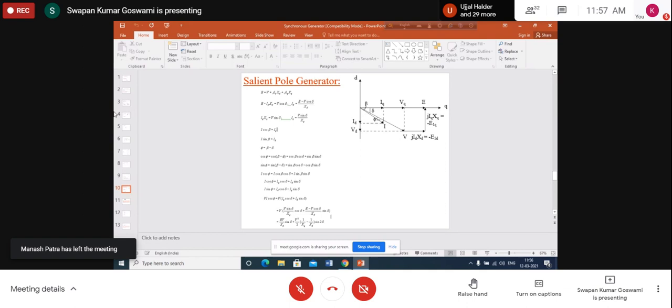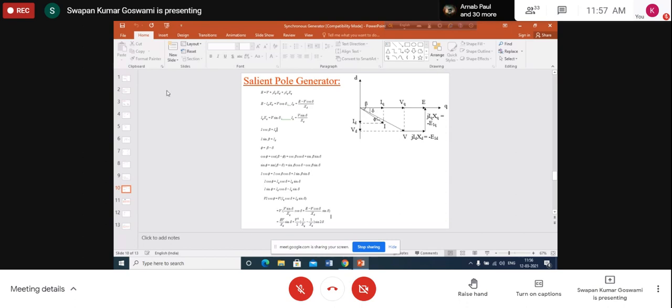dP/d delta, if you find for synchronous machine, say for a cylindrical rotor machine, P is EV by X sin delta. It is the active power expression. What is dP/d delta? It is EV by X cosine delta. What is the implication of dP/d delta? The implication is how the active power will vary for a small variation in delta. That is reflected by this value EV by X cosine delta. That's why it is called the synchronizing power coefficient, or it is also sometimes called the stiffness of the machine.